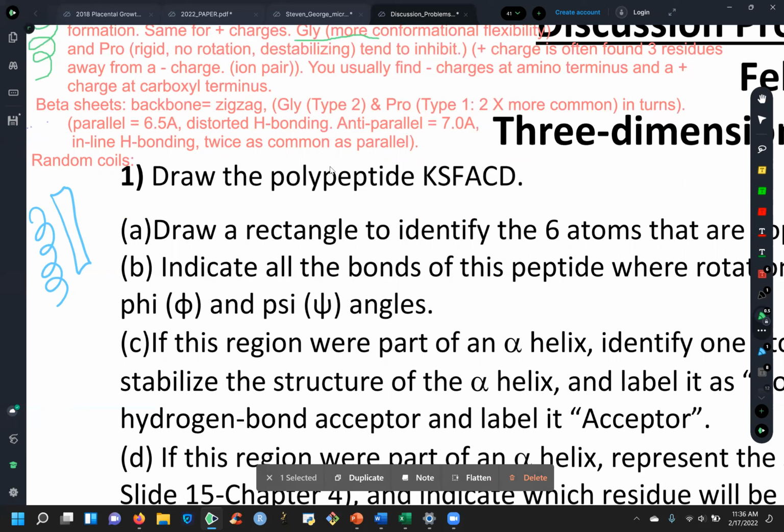Okay, so let me just quickly draw those for you. For beta sheets, you have the parallel, which is they're all going in one direction. And then the anti-parallel goes like this, opposite directions. So they have alpha helix, beta sheets. That's what the beta sheets look like.